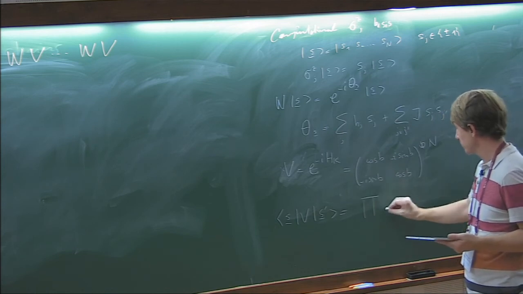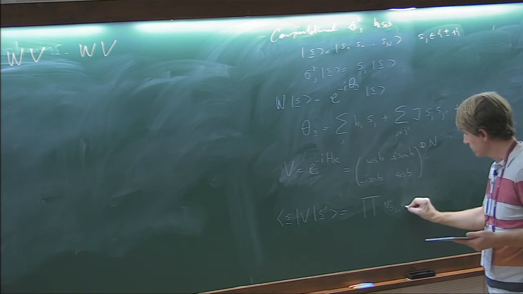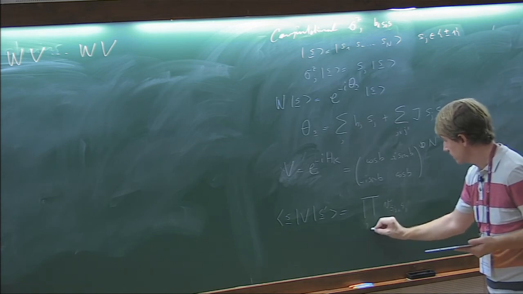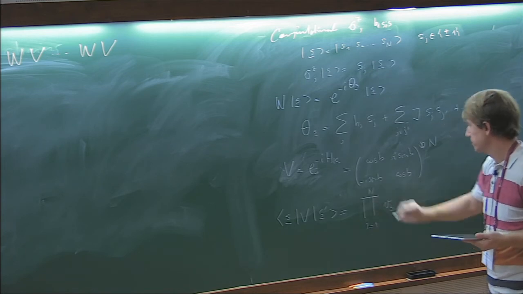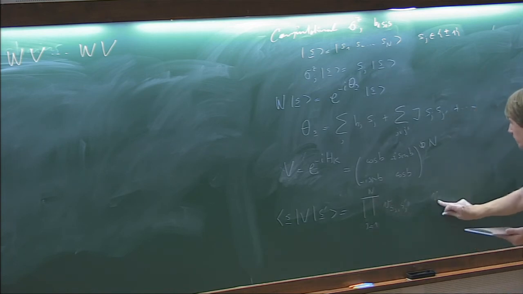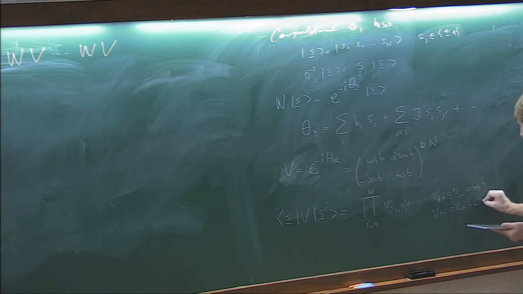We just call it little v, with s_j and s prime_j, j running from 1 to n. In the z basis, v plus plus is equal to v minus minus is cosine b, and v plus minus is equal to v minus plus is minus i sine b.